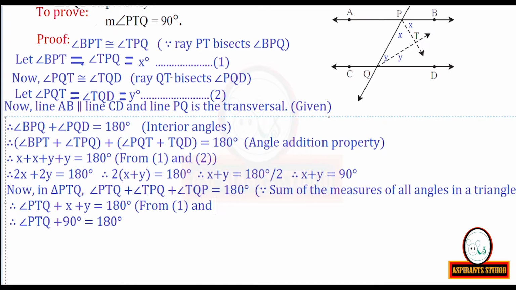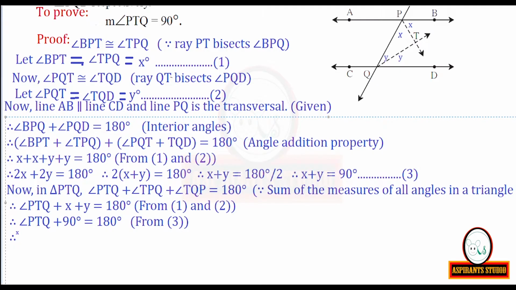So from equation number 3, you get measure of angle PTQ plus 90 degrees is equal to 180 degrees. Mark this step x plus y is equal to 90 degrees as equation number 3. Therefore, measure of angle PTQ is equal to 180 degrees minus 90 degrees.